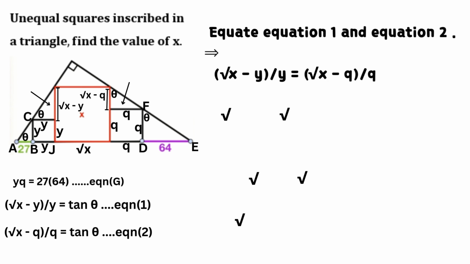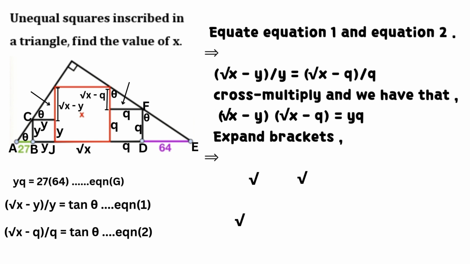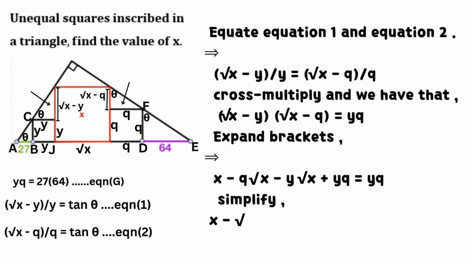Equate equation 1 and equation 2. This implies that the square root of x minus y, all divided by y, equals the square root of x minus q, all divided by q. Cross multiply and we have that the square root of x minus y, multiplied by the square root of x minus q, equals y times q.